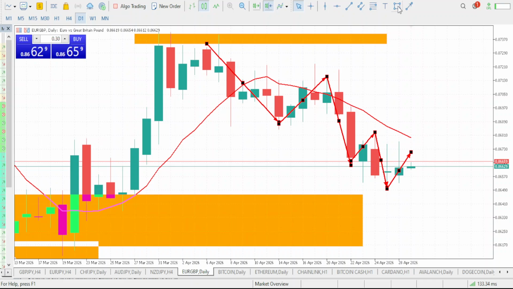So with this lower high, we should be expecting market to drop so it is able to form a new lower low, thereby taking out this low. So guys, a bearish move is what we should be expecting for the day on our Euro GBP.